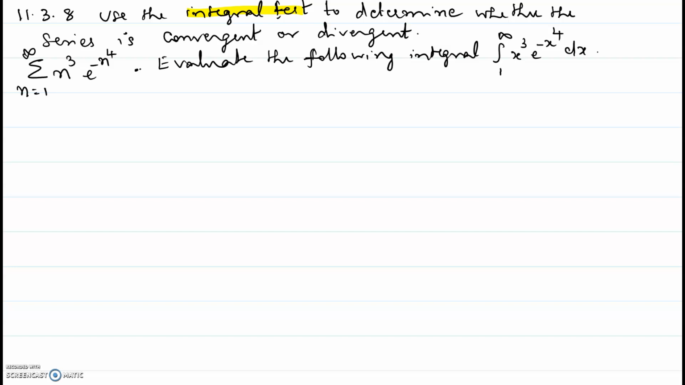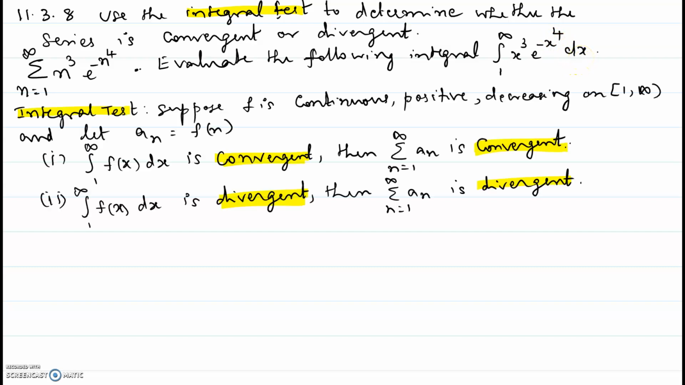Evaluate the following integral from 1 through infinity, x cubed times e to the negative x to the power of 4 dx. So let's see what the integral test means. Integral test: suppose f is continuous, positive, decreasing on the interval 1 through infinity, and let a sub n equal f of n.